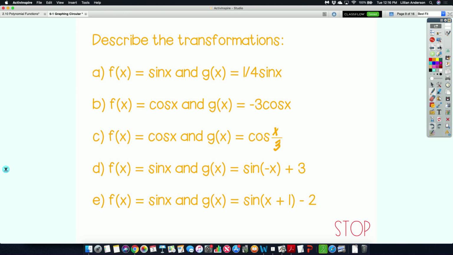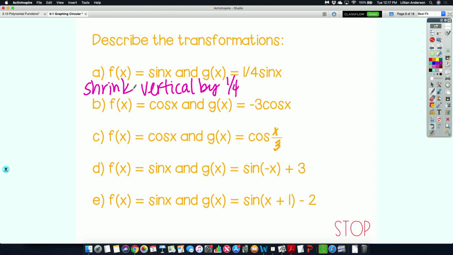So when you're looking at different types of transformations, like what you see here, describe them. If the original function is f of x equals sine x, and g of x equals 1/4 sine x, what happened to the original f function? It's a vertical shrink by 1/4. You always say what happened and by how much. So it's a vertical shrink.